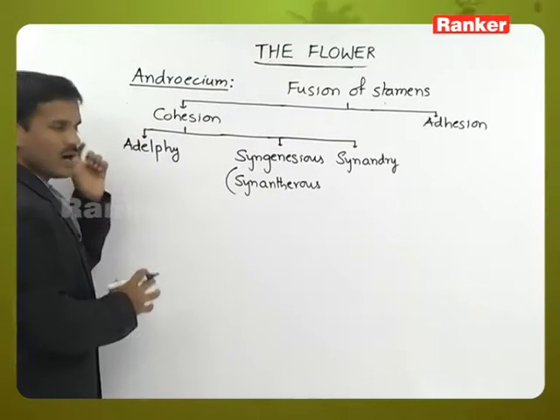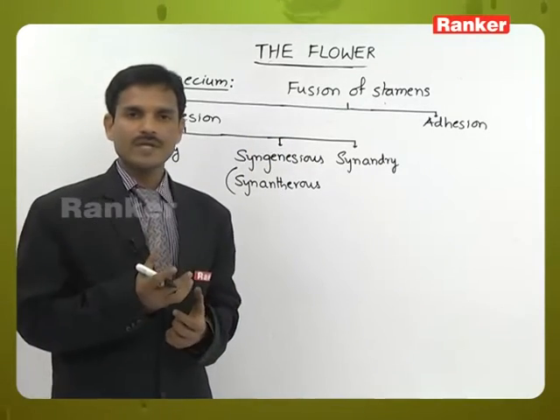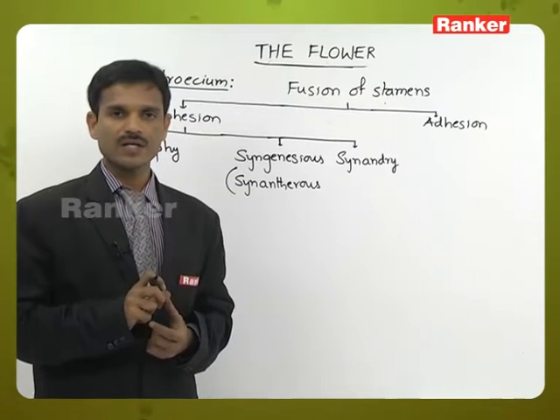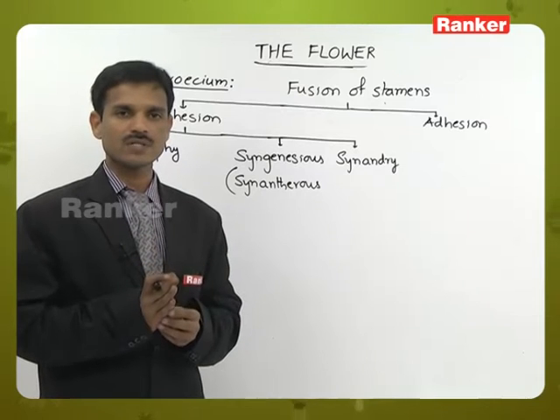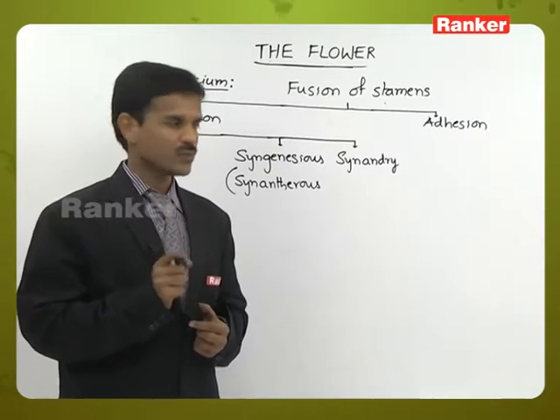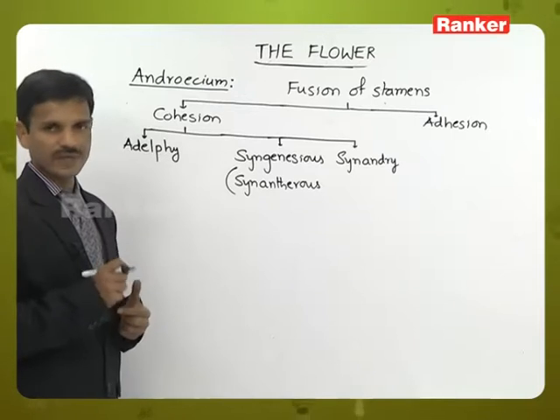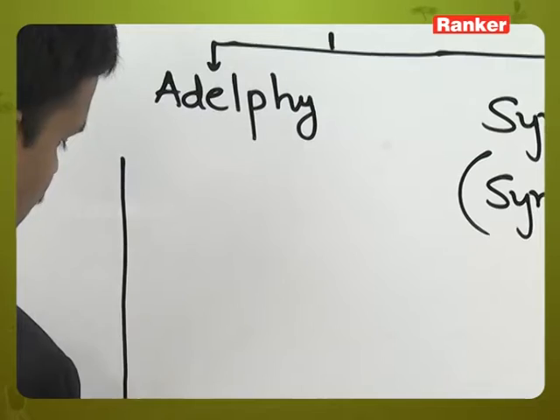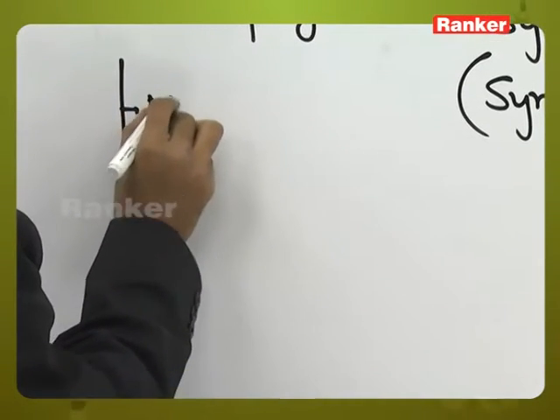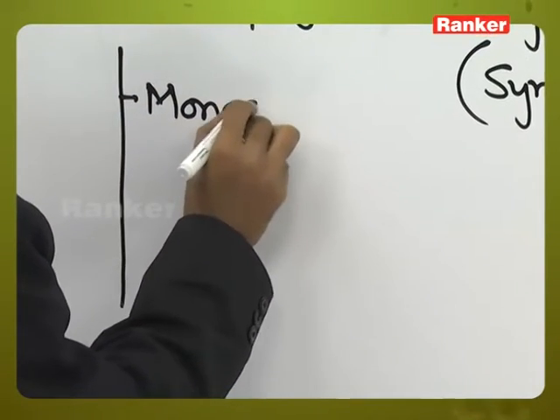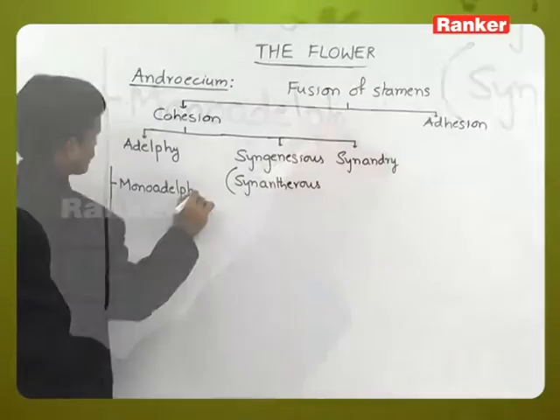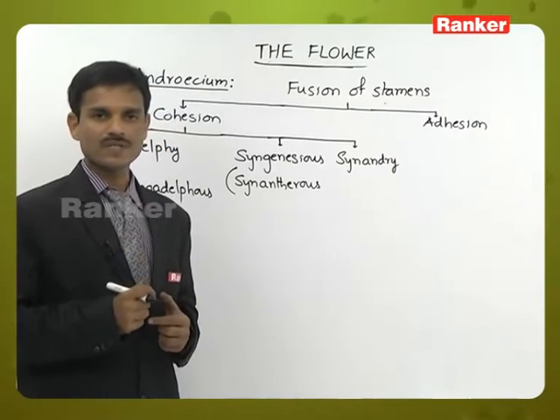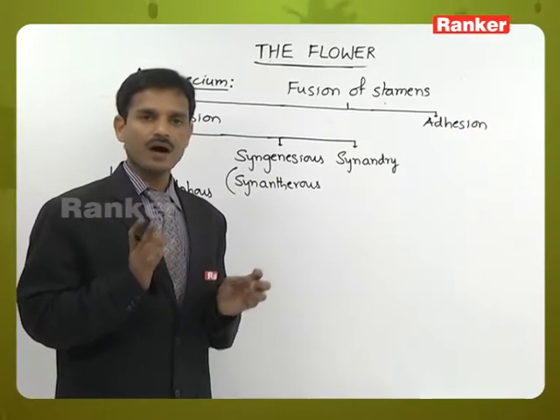And what is Adelphy first? In the stamen, two parts are there, one is the filament and the second one is the anther. If only the filaments are fused, not the anthers, leaving the anthers free. Adelphy is of different types: monoadelphous, diadelphous, polyadelphous.